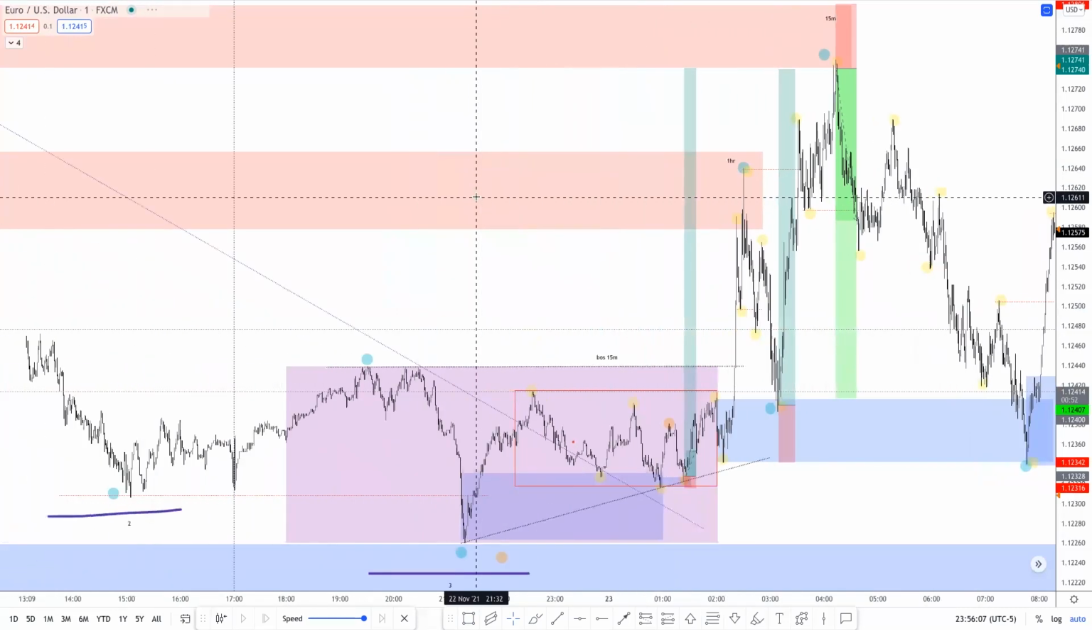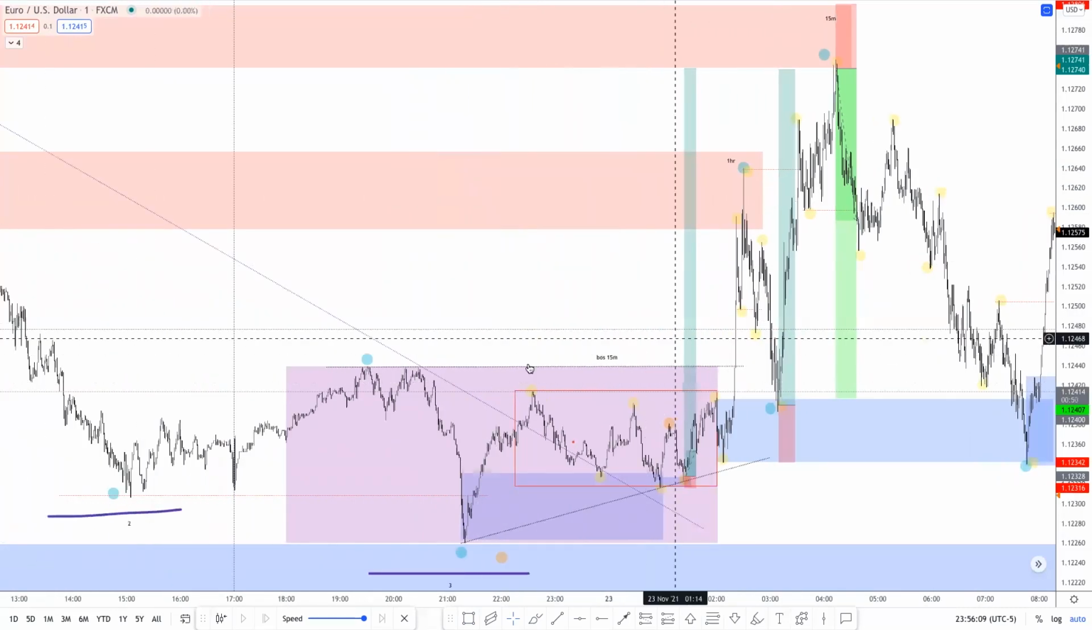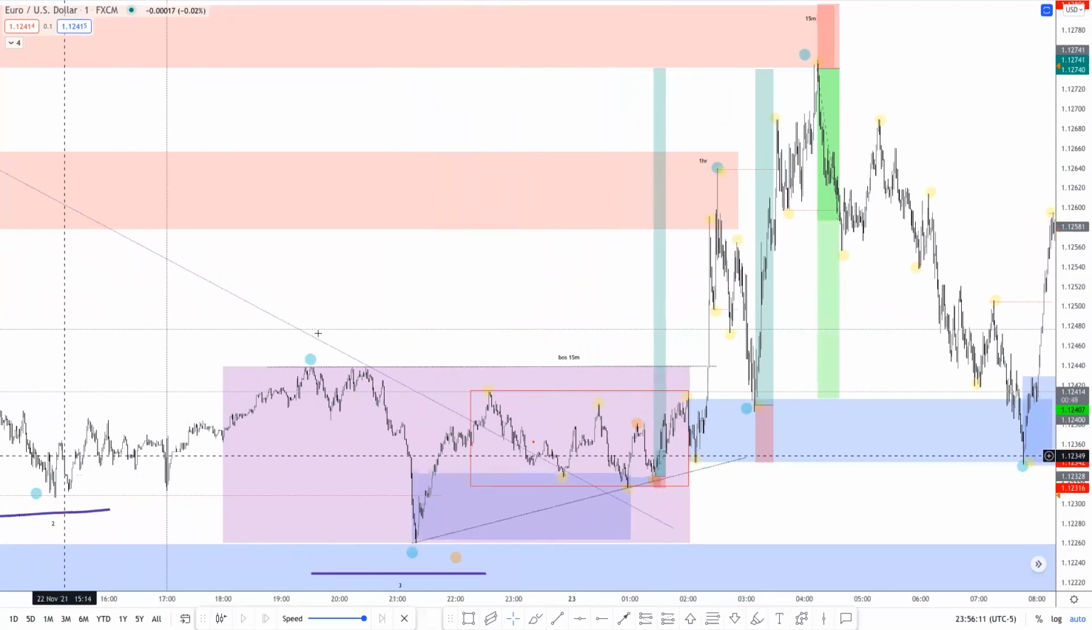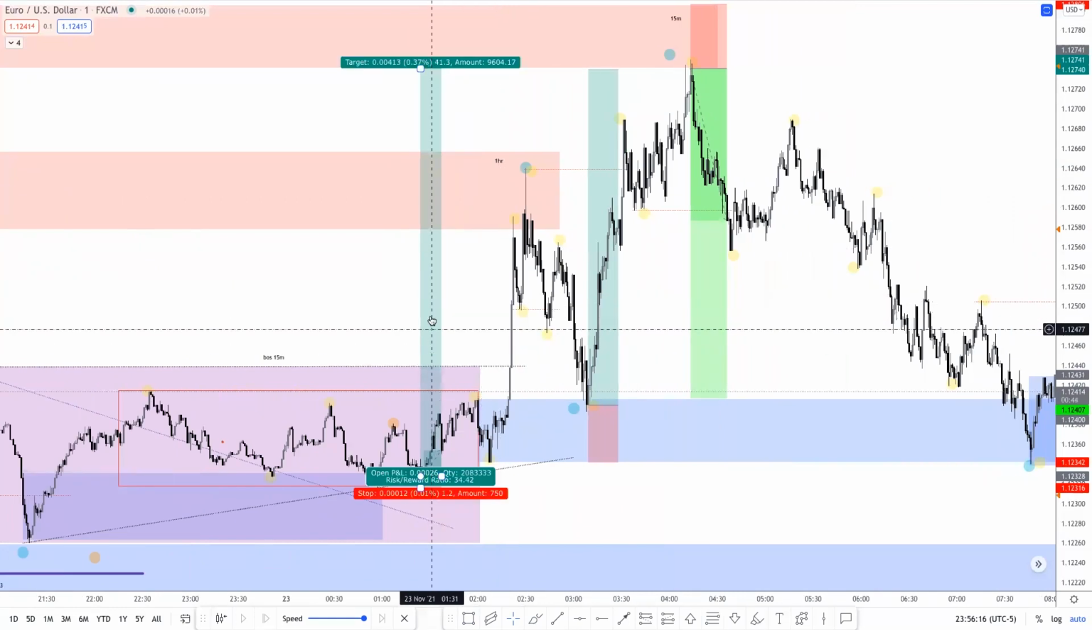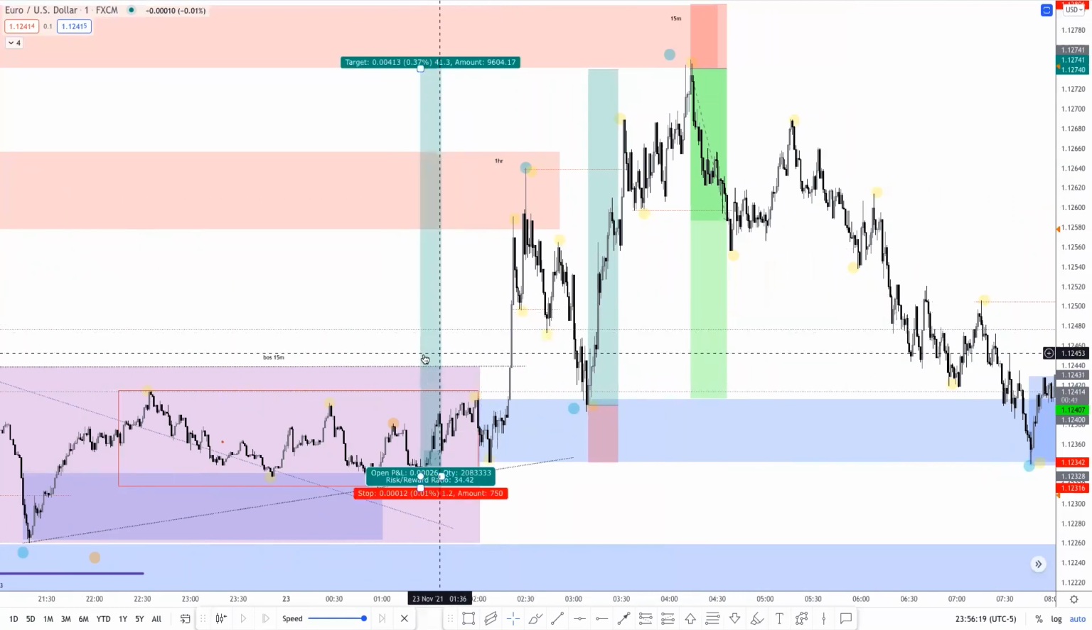I didn't want to take instant entries because I was still assuming longs because of my bullish bias. I didn't want to go against my bullish bias, neither did I want to go against my bullish position here.